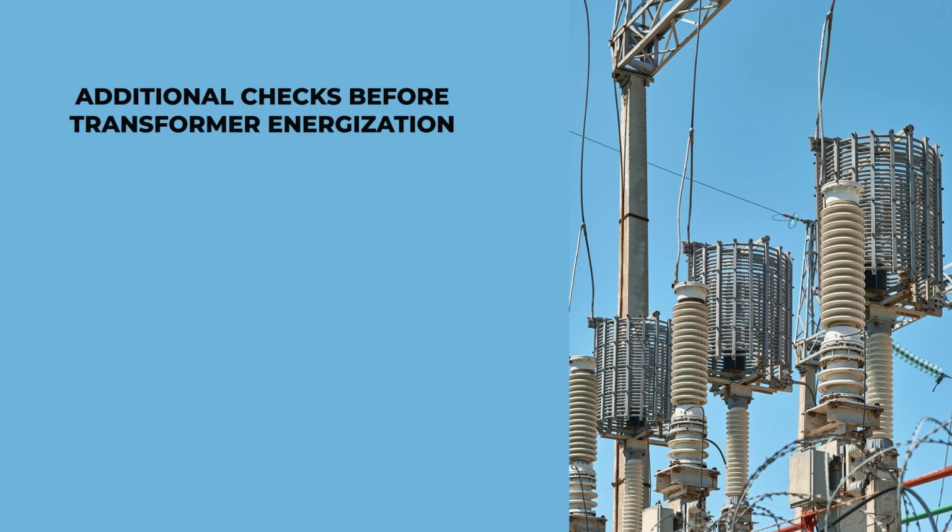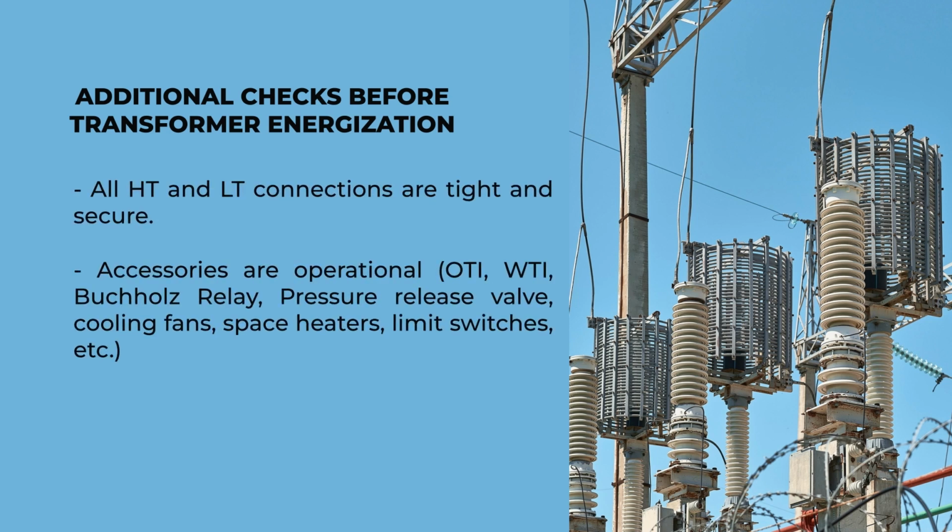Once these pre-commissioning electrical checks have been performed, we have to go for additional checks before transformer energization. All high tension and low tension connections are tight and secure. All the accessories are operational, that is the oil temperature indicator, the winding temperature indicator, the Buchholz relay where you have got the alarm and the trip, the pressure release valve, the cooling fans if it is an oil natural air forced based transformer, the space heaters normally in winter conditions, limit switches, etc.